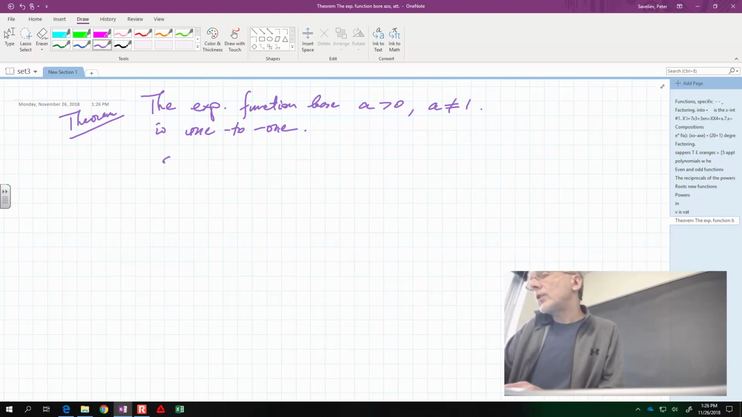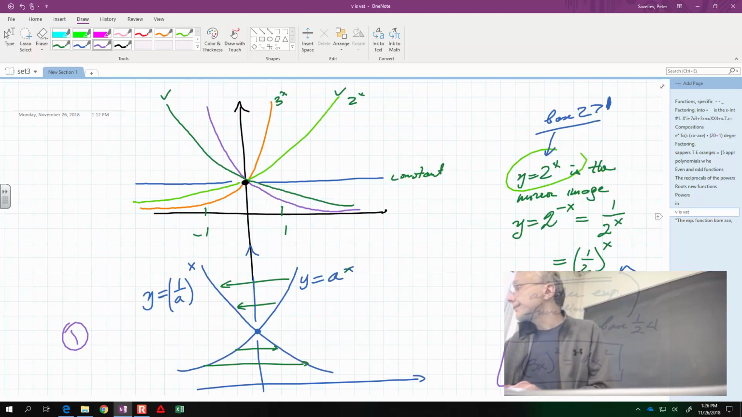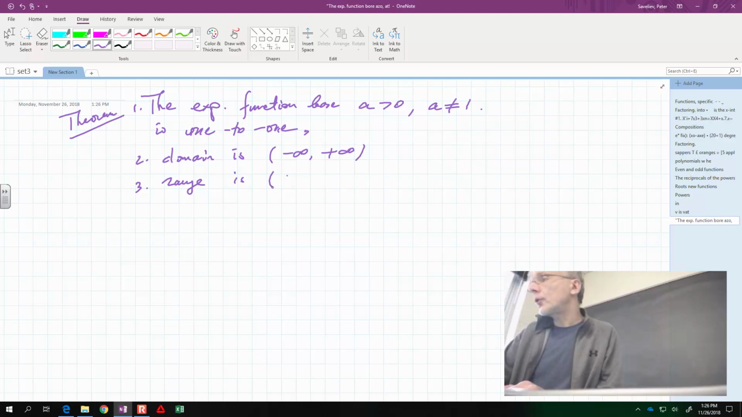What else do we see here? The domain is, as planned, negative infinity to plus infinity. The range, so facts number 1, 2, and 3. What's the range? Looking at the picture, what's the range? 0 to infinity, excluding 0.